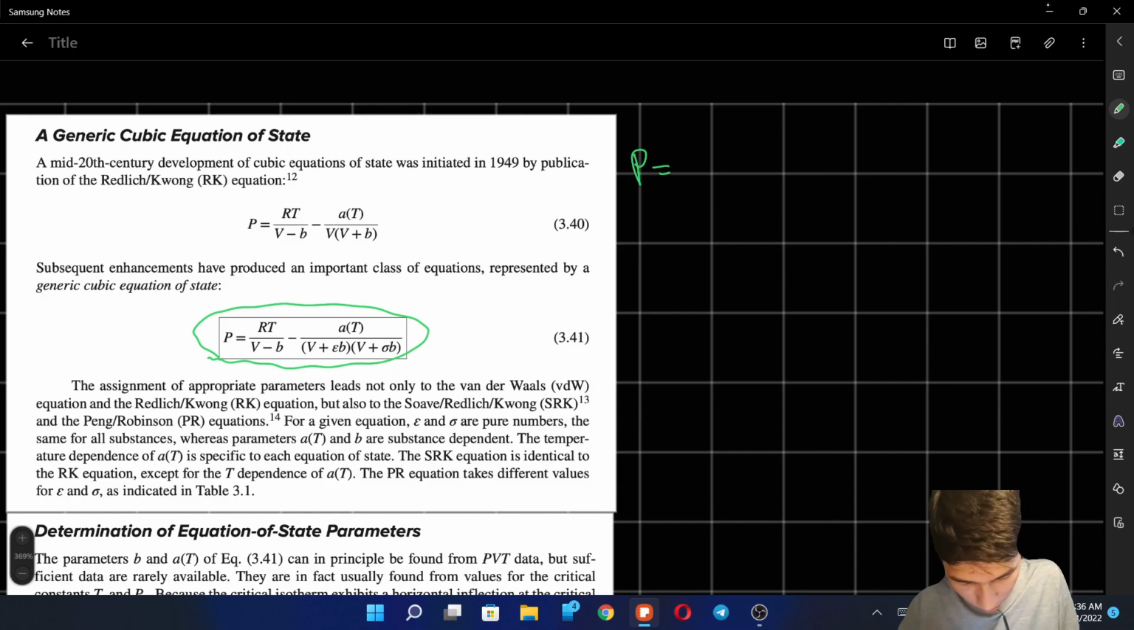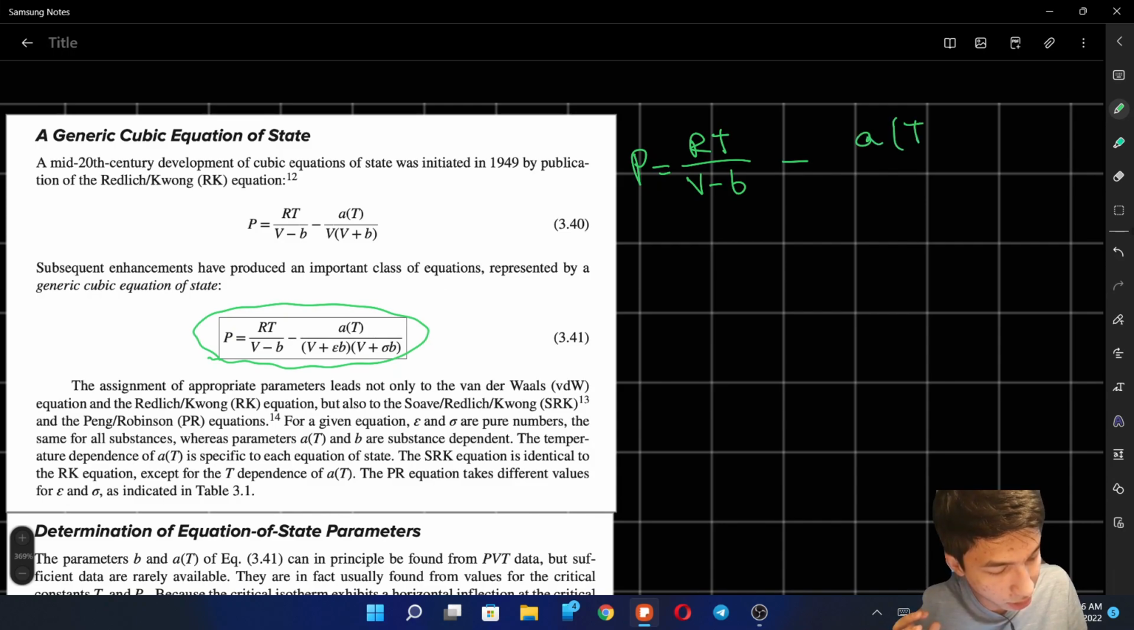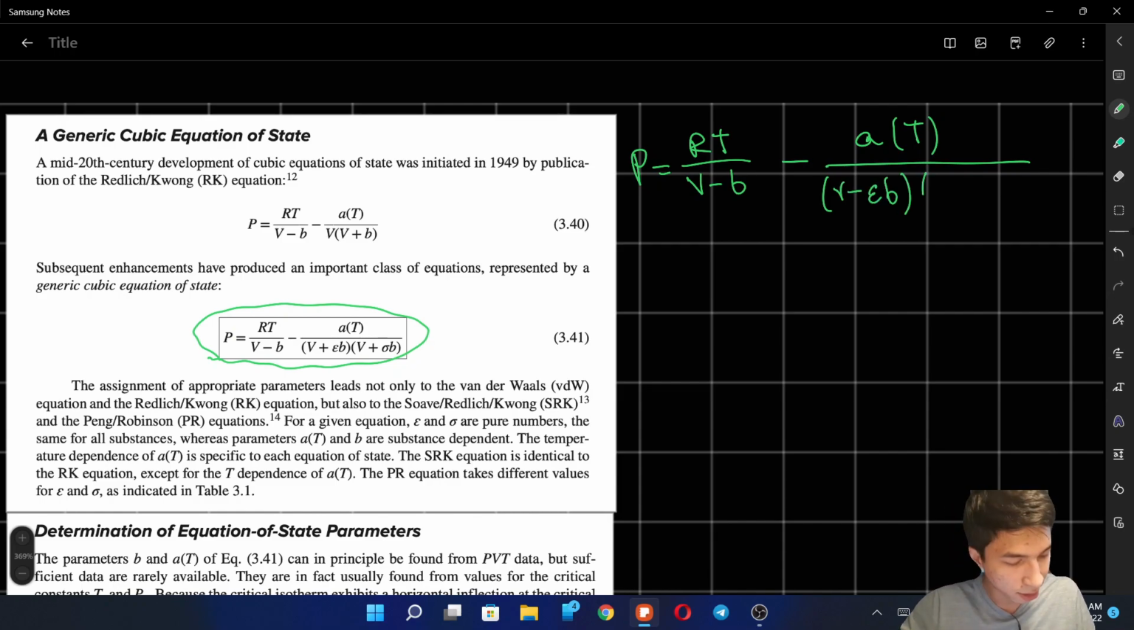So here we say P equals RT over V minus b, where b is the excluded volume of molecules, then minus a, which is related to T, the sphericity of a molecule, over V plus epsilon b, times V plus sigma b. So epsilon and sigma are parameters.